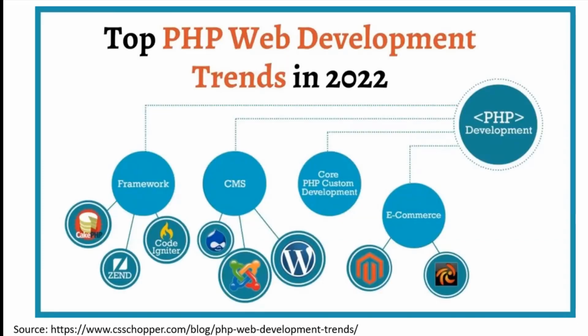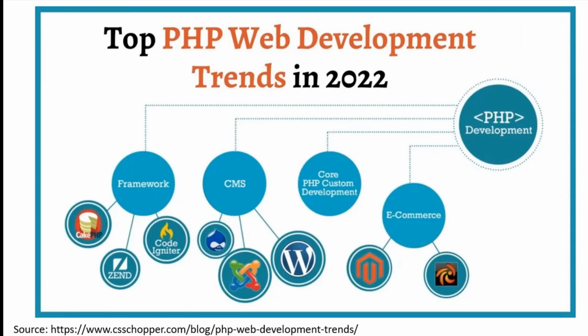If I talk about the top PHP web development trends in 2022, the ongoing trends: PHP is very useful in developing frameworks. There are plenty of PHP frameworks available nowadays. A few of them are CakePHP, Zend, CodeIgniter. You might have heard plenty of these names. These all work on PHP development.